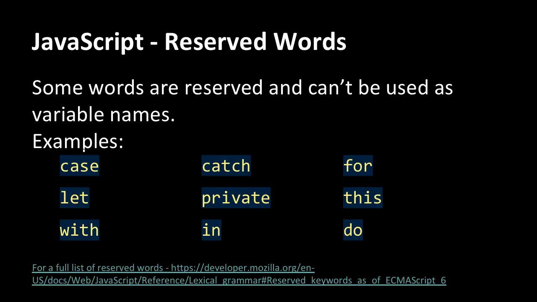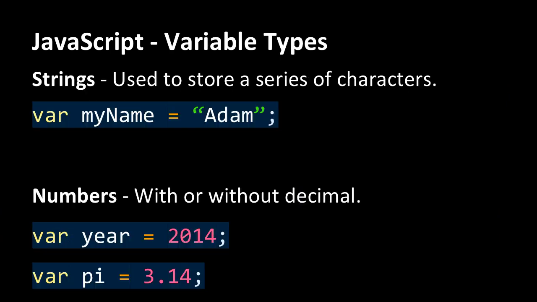So these are some reserved keywords: case, catch, for, let. Private, I think private must be new. That must be in ES6 or something. Not all browsers support the newest version of the JavaScript runtime. I think in the newest version you actually declare classes and whatnot, and I guess the private keyword may be available as well.